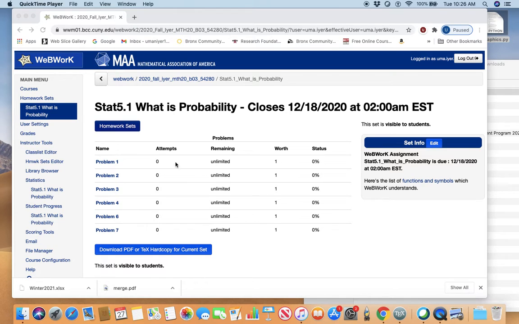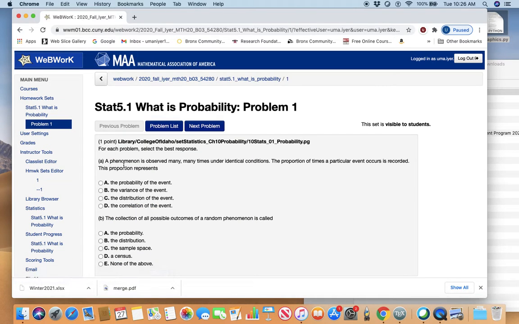Back. This is Stat 51. What is probability? Problem 1. For each problem, select the best response.